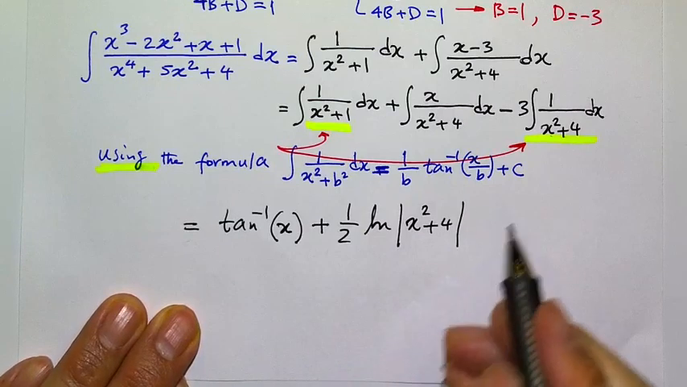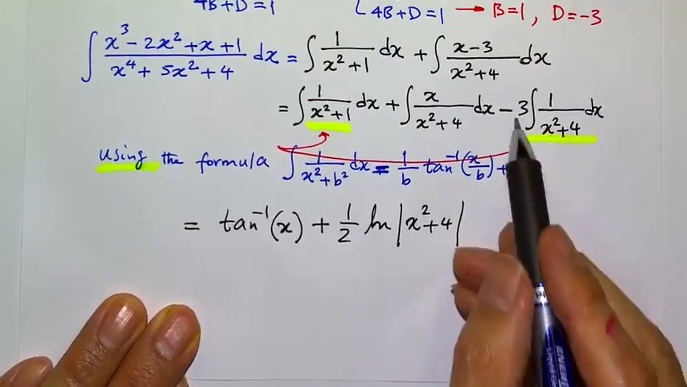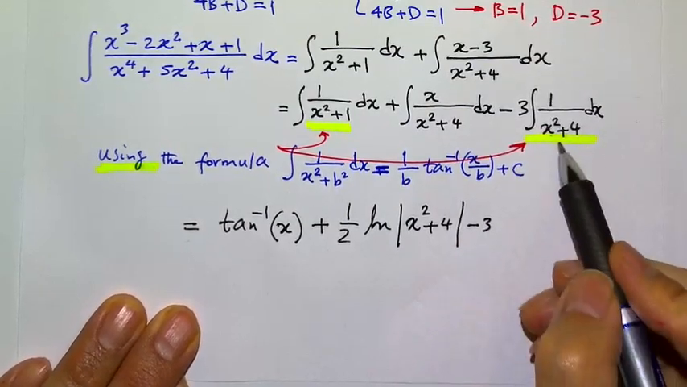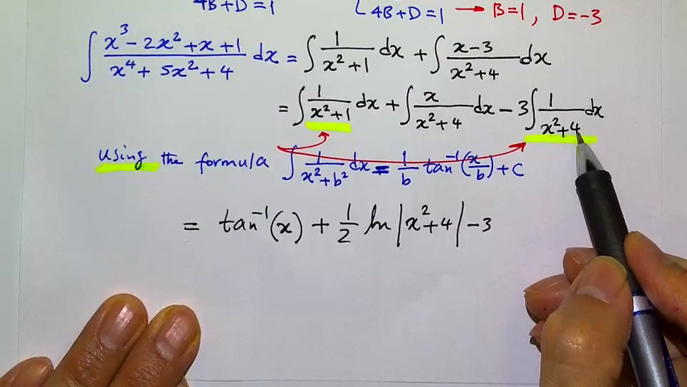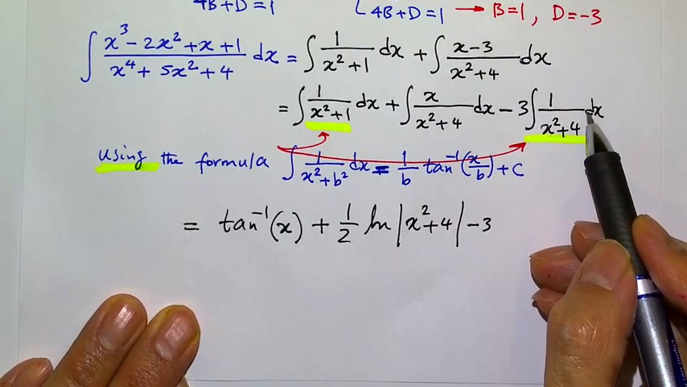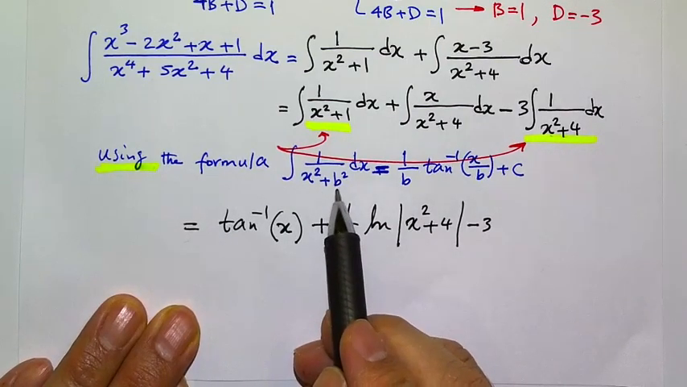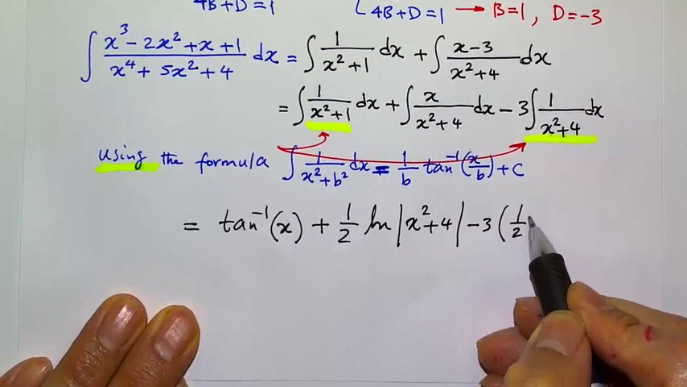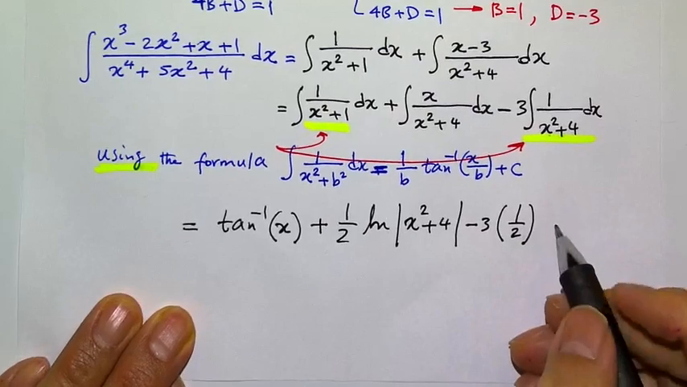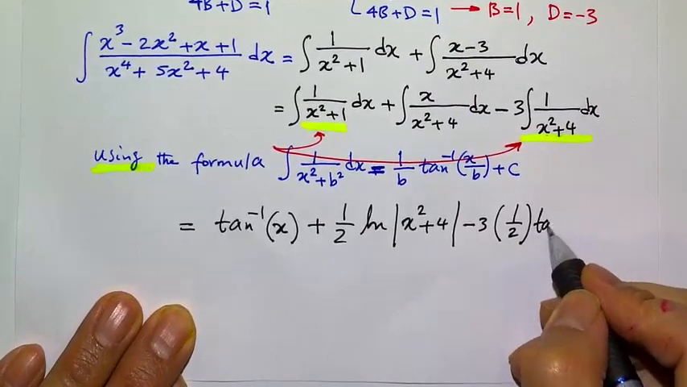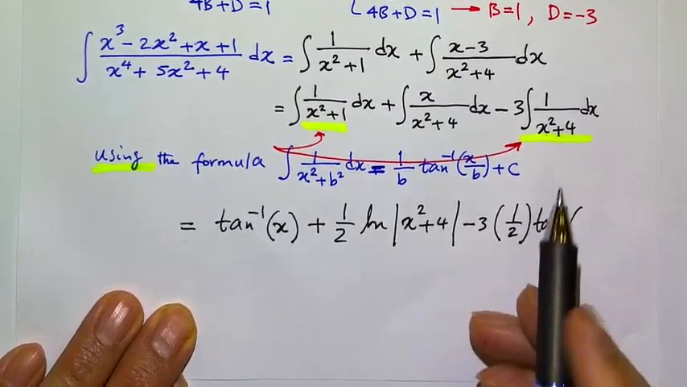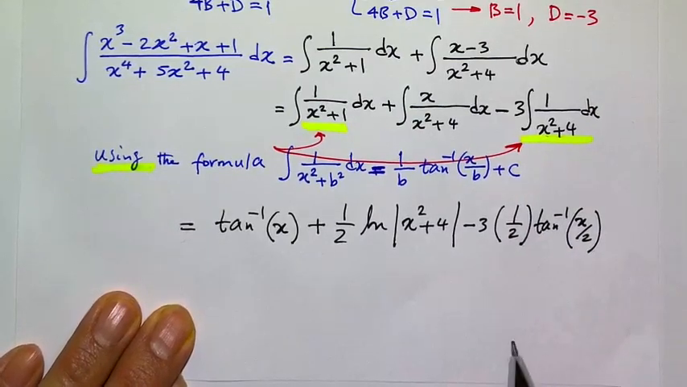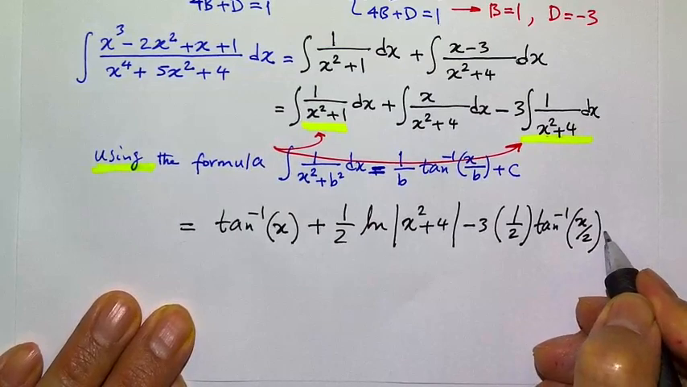Then the last one, of course, is that minus 3. Then this is x squared plus 2 squared, since 4 can be written as 2 squared. So in this formula, b would be 2. So minus 3 times 1 over 2 times inverse tangent of x over 2. And all of that, of course, plus c.